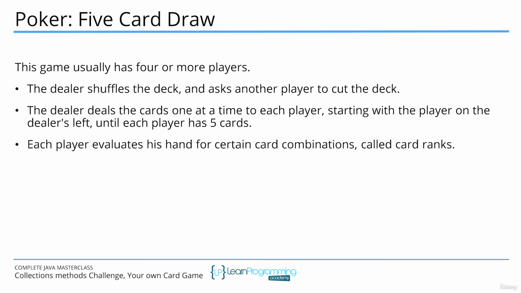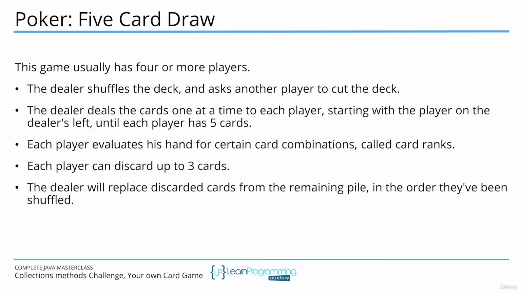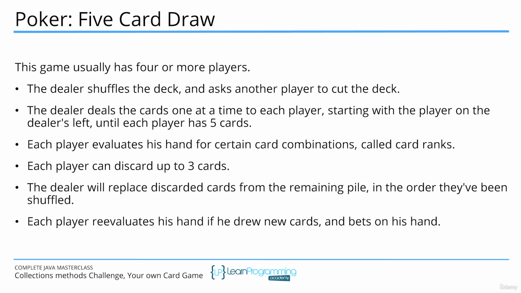Each player evaluates his hand for certain card combinations called card ranks. Each player can discard up to 3 cards. The dealer will replace discarded cards from the remaining pile in the order they've been shuffled. Each player re-evaluates his hand if he drew new cards and bets on his hand. This gives us quite a bit of work to do, so let's get going. I'll be implementing this game up to the point where each hand is evaluated with a few of the possible card ranks.